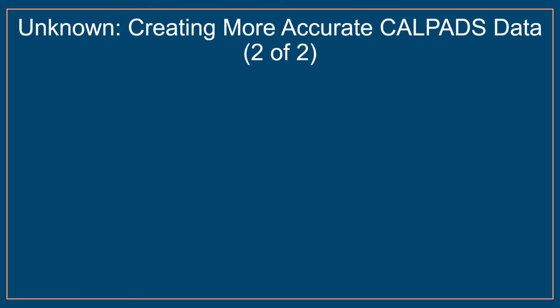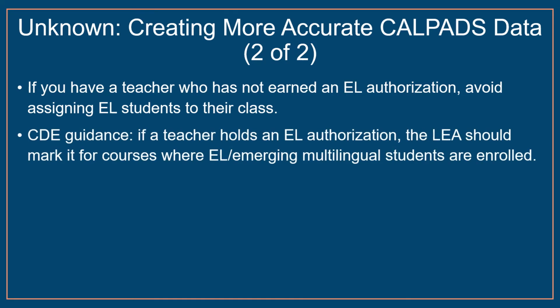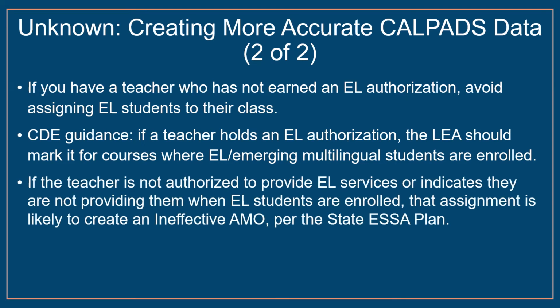Part 2 of creating more accurate CALPADS data for the unknown category. If you have a teacher who has not earned an EL authorization, avoid assigning EL students to their class. If a teacher holds an EL authorization, the LEA should mark it for courses where EL and emerging multilingual students are enrolled. If the teacher is not authorized to provide EL services or indicates they are not providing them when EL students are enrolled, that assignment is likely to create an ineffective AMO per the state ESSA plan.